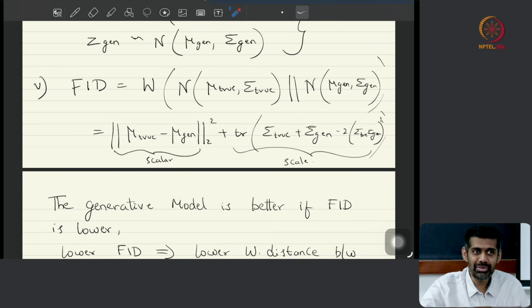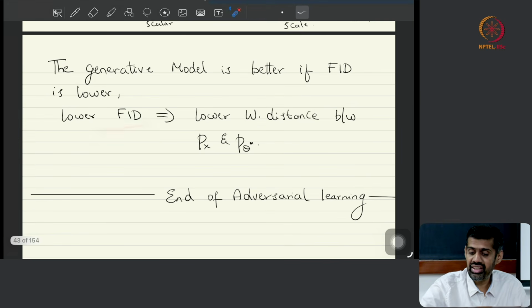It is called inception distance because you are using the Inception network to tap it. And what people have found out is that the lower the FID is, the better the perception, the better the quality of generated data is, because it corresponds to Wasserstein's 2 distance.